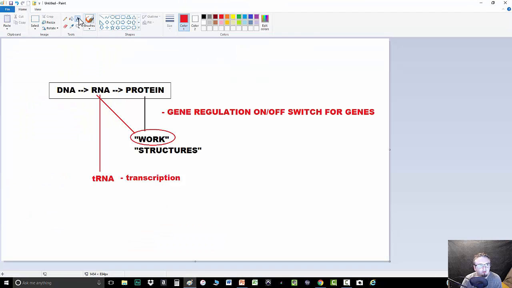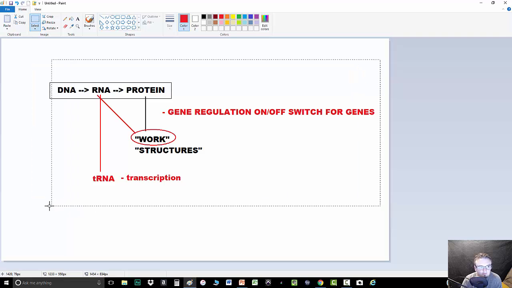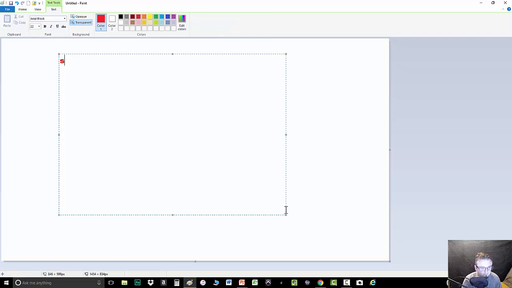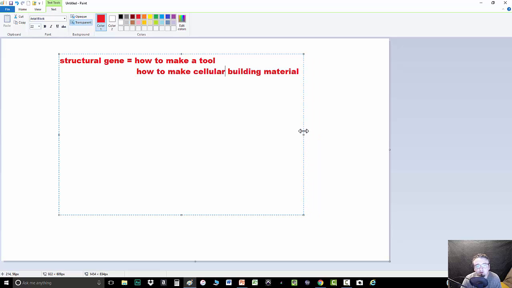You can think of a structural gene as information for how to make a tool, and also how to make building material. In this case we're talking about cellular, of course. But if we use an example like home construction, you can think of the structural genes as providing the tools you would need as well as the building material for how to make a house. You need boards, you need cement, you need hammers, you need nails, you need screwdrivers, etc. Lots of tools and lots of building material to build a house. Structural genes essentially give the cell that material. They provide the information for how to get those things.